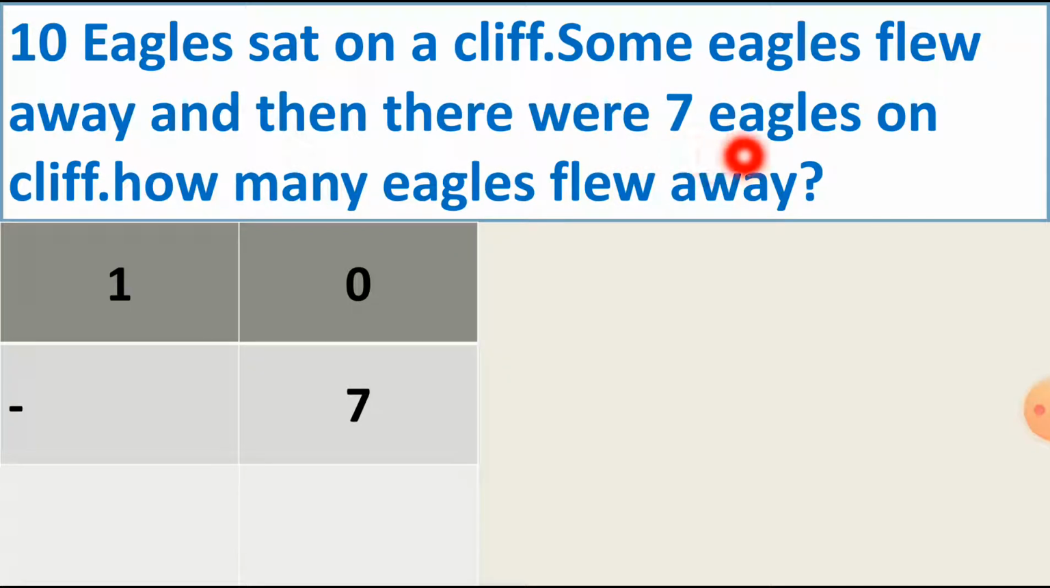So 7 left. How many eagles flew away? We have to find that 7 is left from the 10. So how many left? We have to perform the subtraction. See, flew away. This away indicates the subtraction.